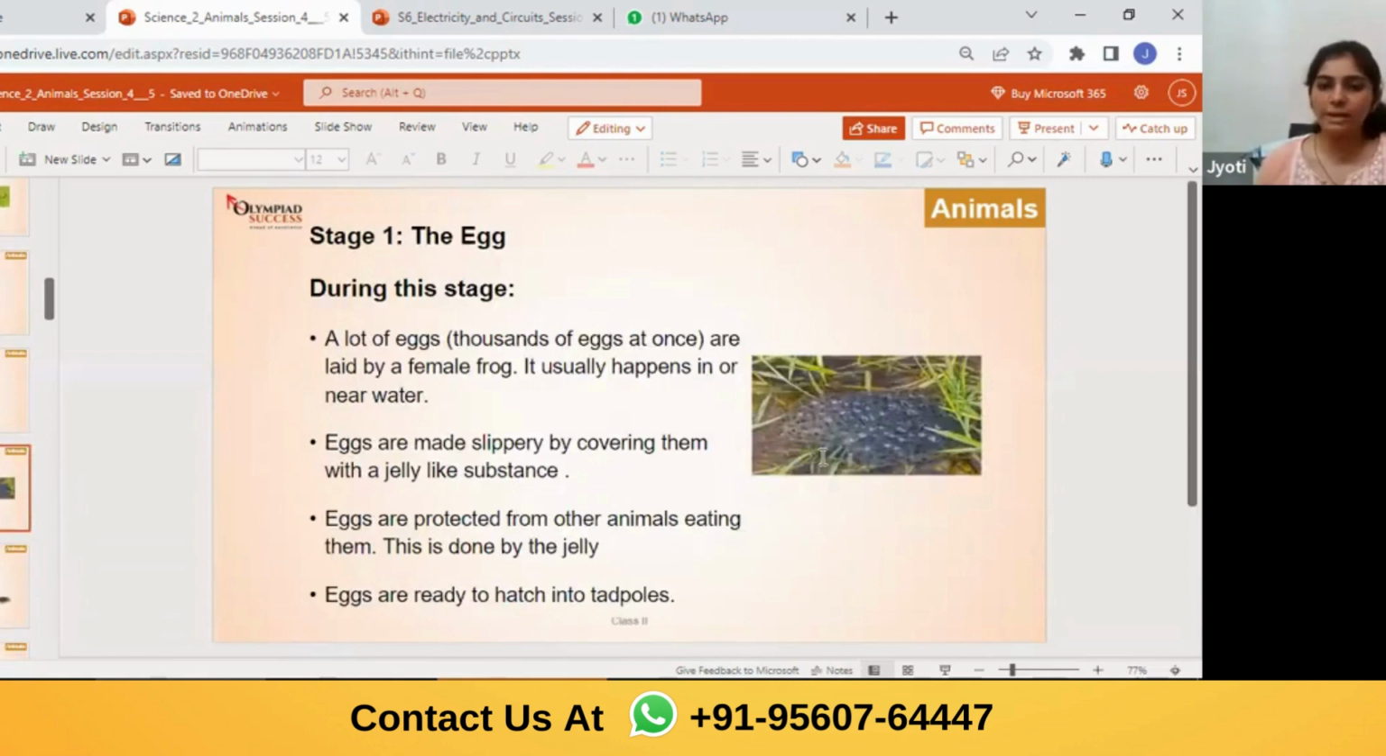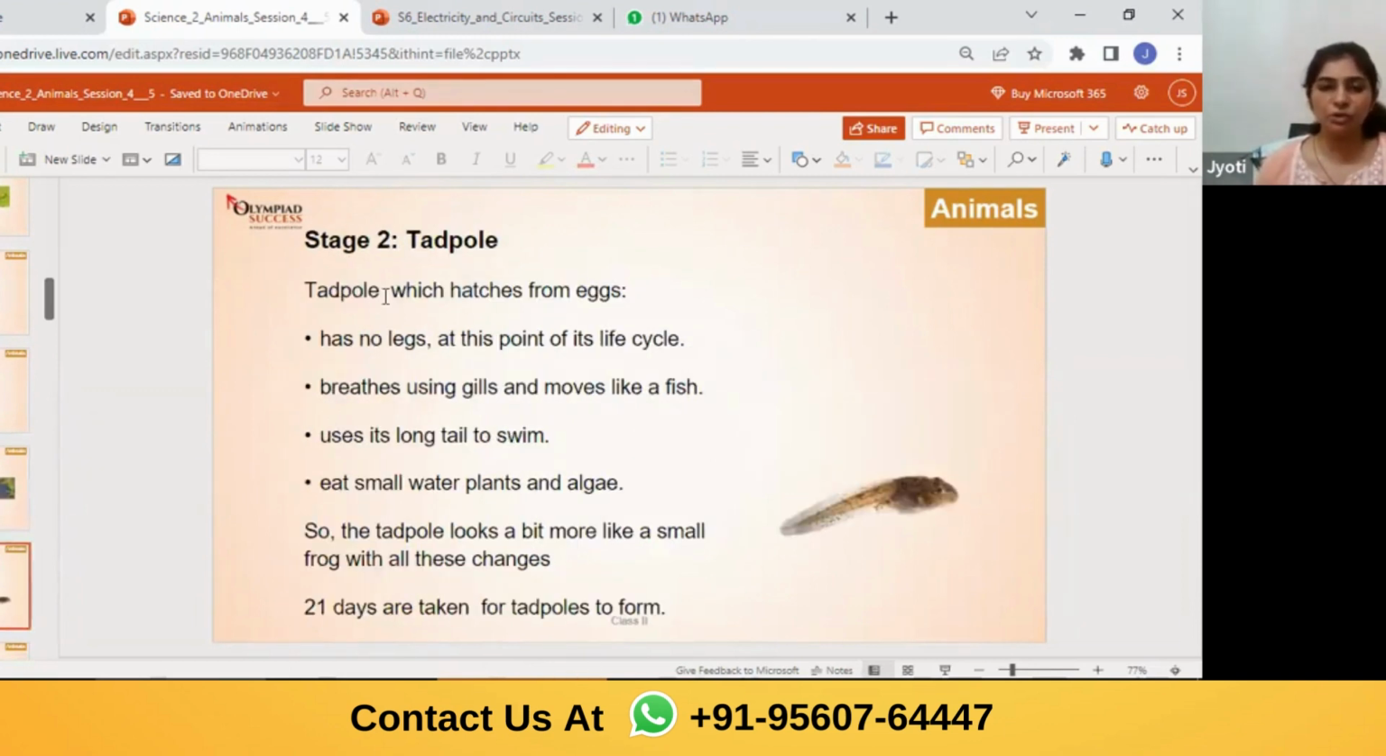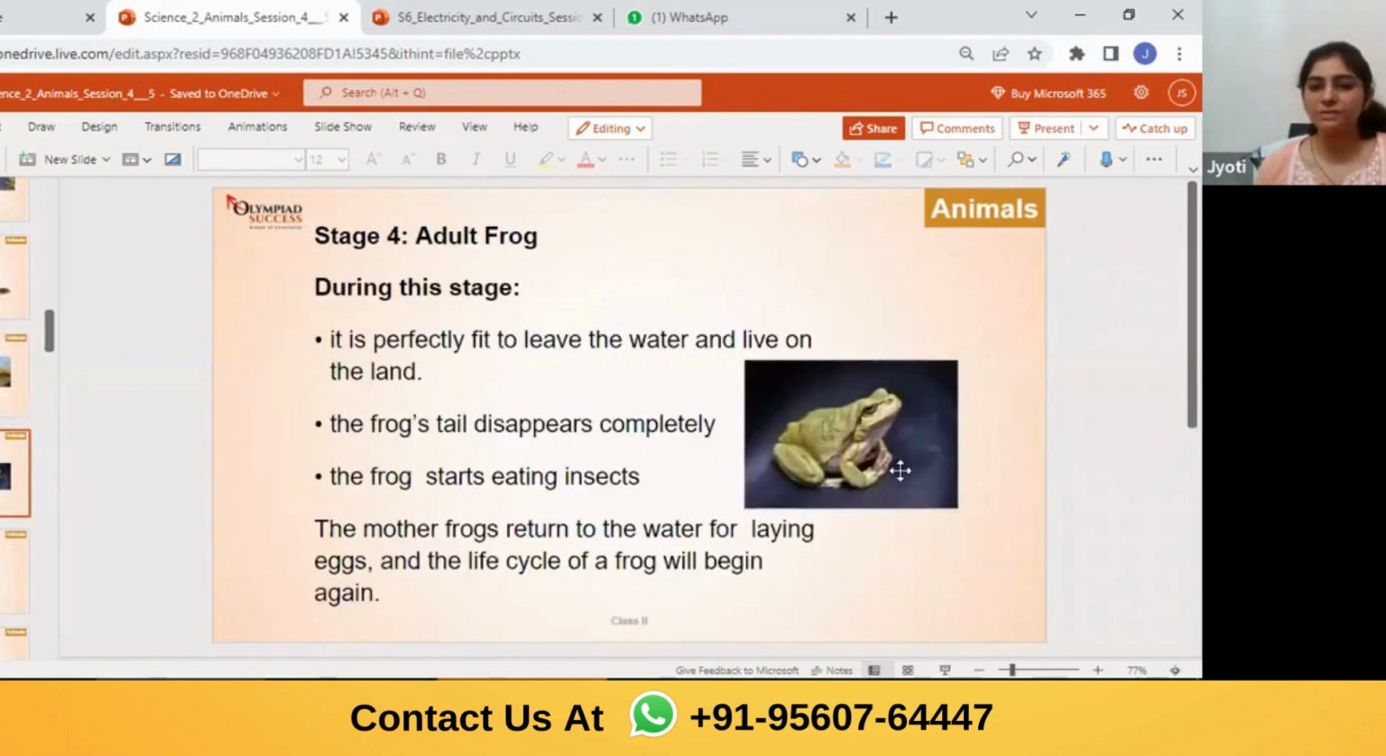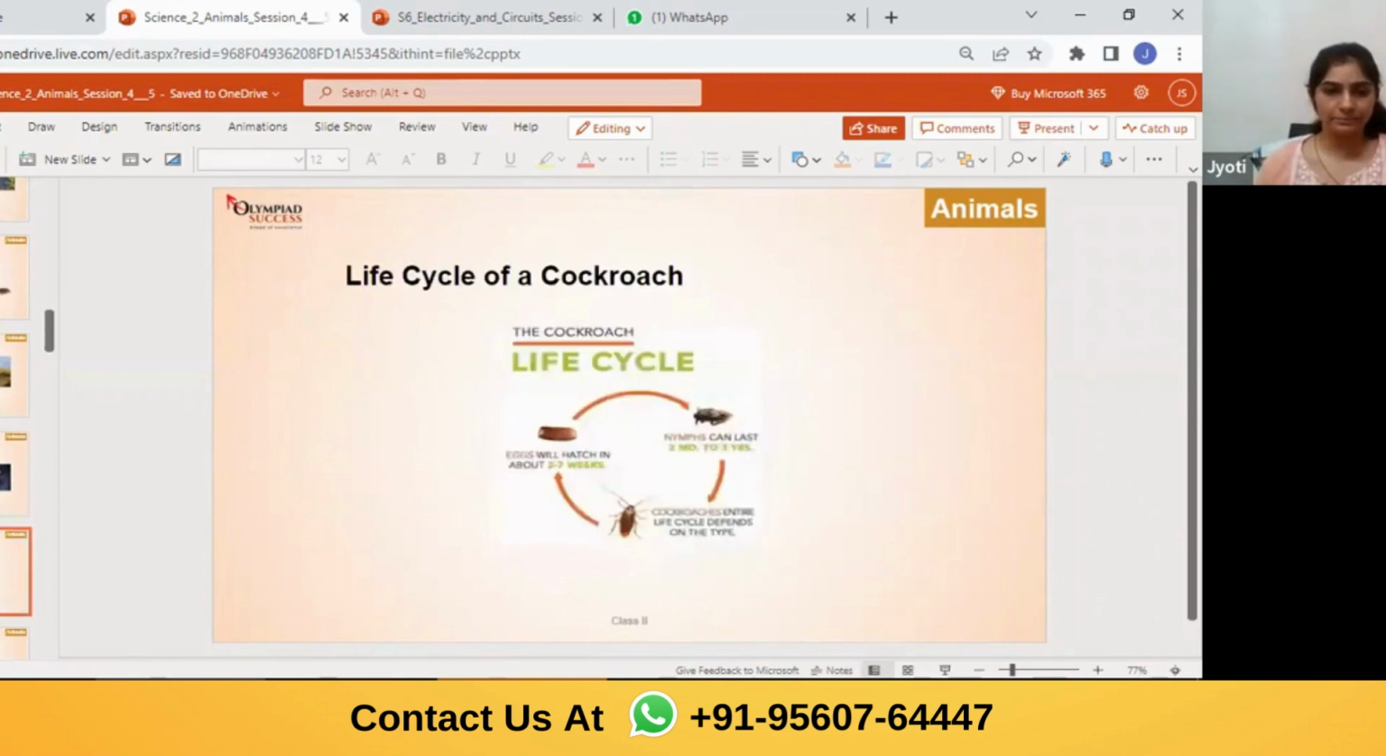Egg is there. So many eggs are laid, on which a jelly-like substance is secreted, so that no one can consume it. Then this is the tadpole form, where there is a long tail. And slowly this tail size reduces. Then the froglet is formed, where the tail size reduces and it starts floating in the water also. And when it forms an adult frog, the complete tail disappears. Is that clear? So you should know in which stage what is happening.